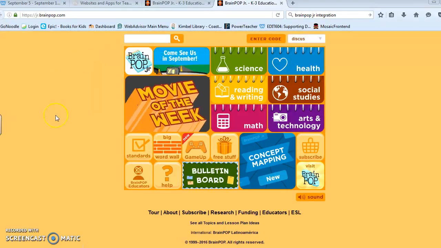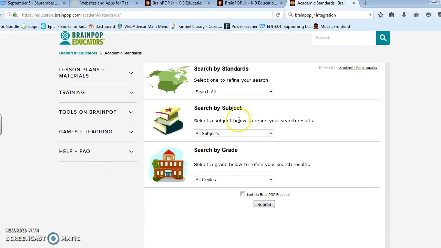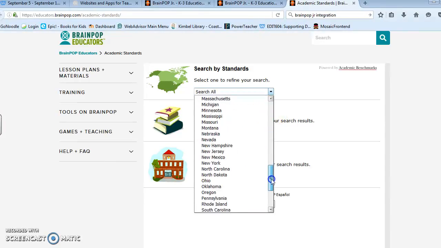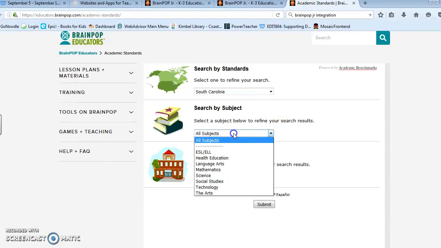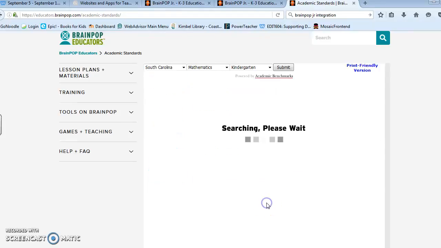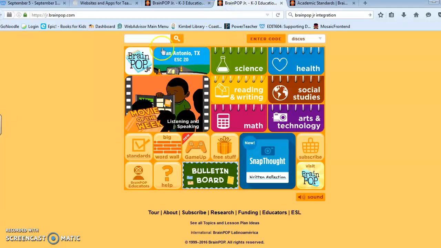Here is the BrainPop Junior website. Right here is the standards tool that I was talking about. You can click on that and you find your state. Mine would be South Carolina. I'm looking for math, and I am in kindergarten. So there you see all the different standards, and it has videos that go along with each of them to help you out. I also want to go back to show you the pre-made lesson plans.